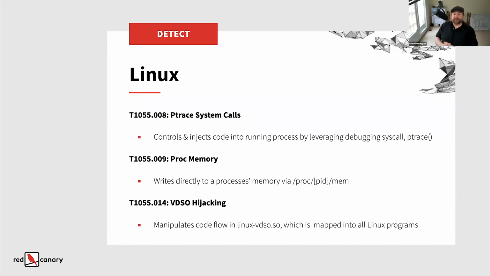VDSO hijacking involves manipulating the register values inside of the VDSO memory space right ahead of a system call. So this allows an adversary to change out the system call number, to first open and then map in a new shared library, and then transfer control to the code in the new shared library.